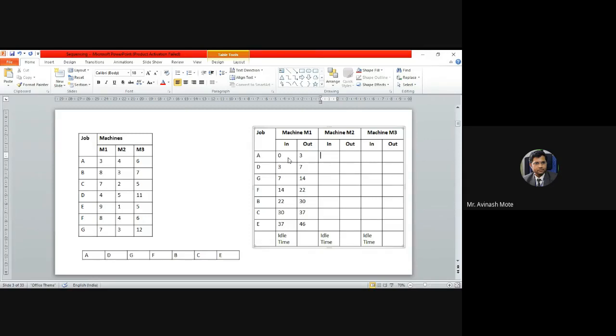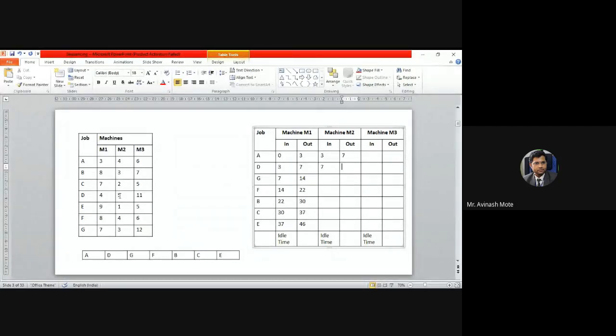A job in on M2, 3 out. 7. D in on M2, 7. Okay, out. D job out on M2.